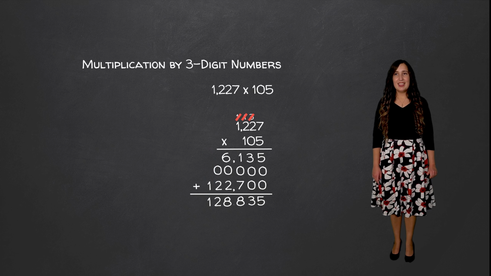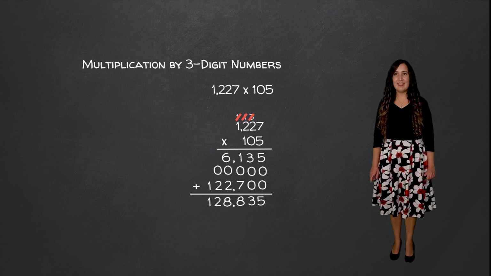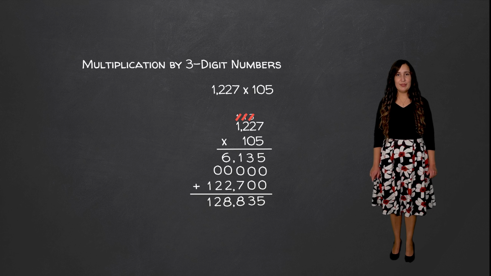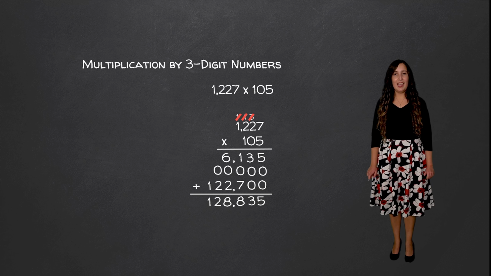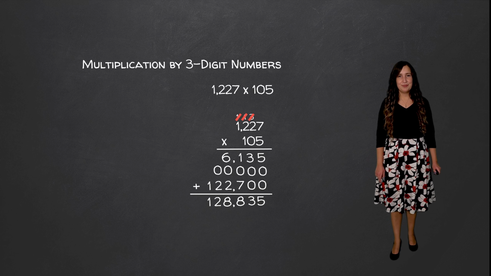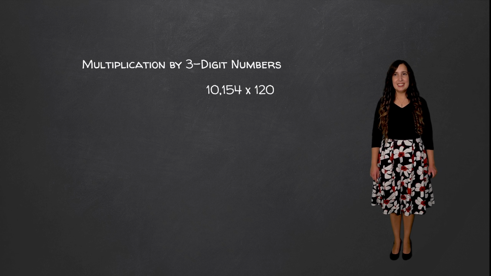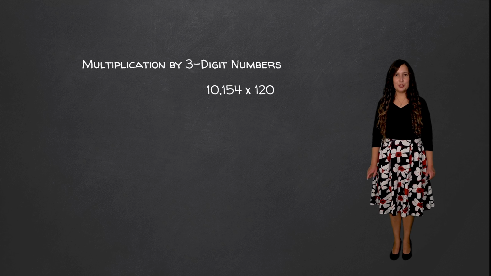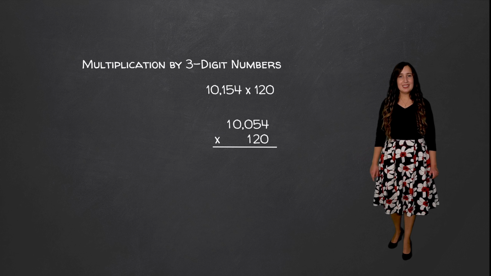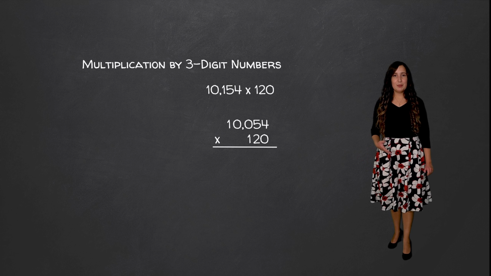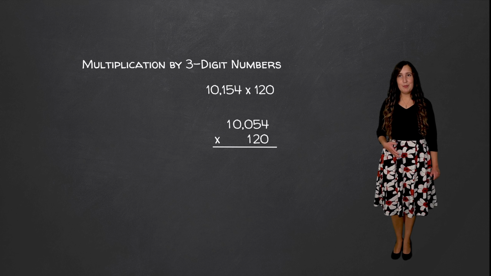So 1,227 times 105 equals 128,835. So let's do our final example here. 10,154 times 120. When we set this up vertically, make sure the number with the most digits is on top.